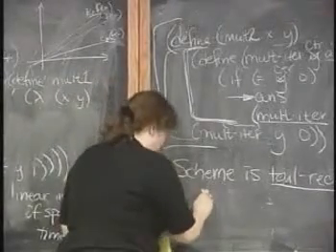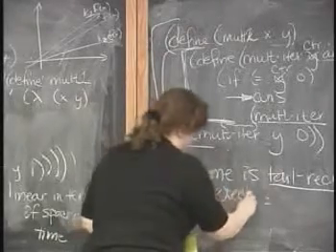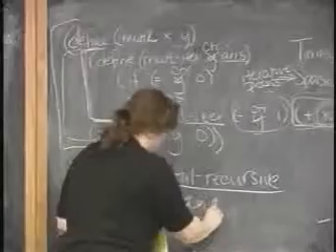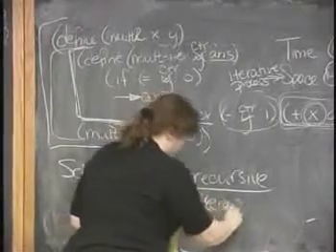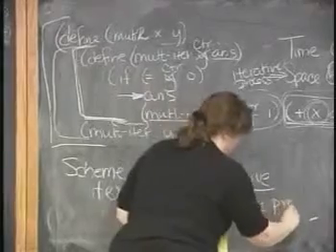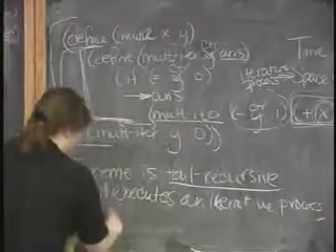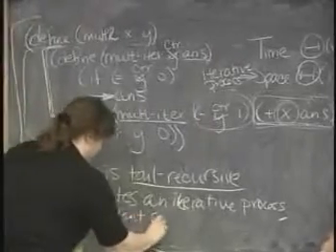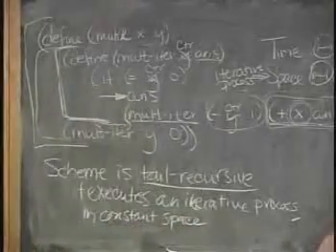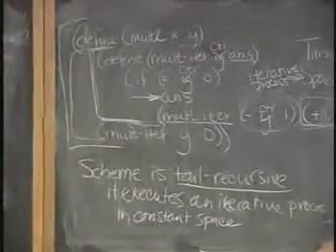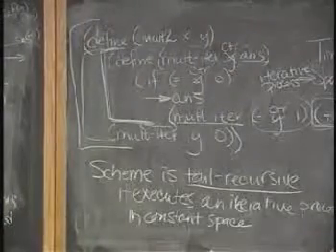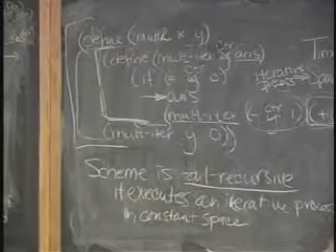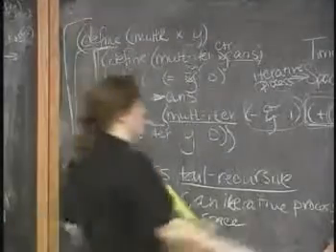Tail recursive means that it executes an iterative process in constant space. Meaning that it doesn't keep stuff around from those calls. It doesn't build up stuff on the stack for every single procedure call. Once it's done with this procedure call, if there's nothing hanging around, it's gone. Unlike C or Pascal, where things stick around.